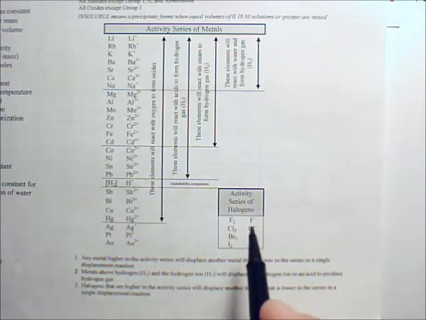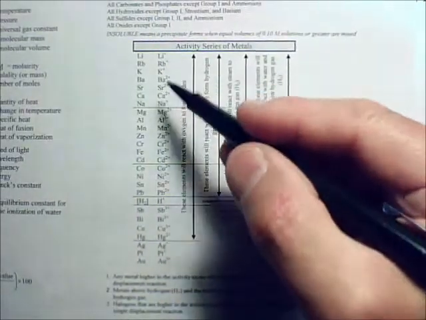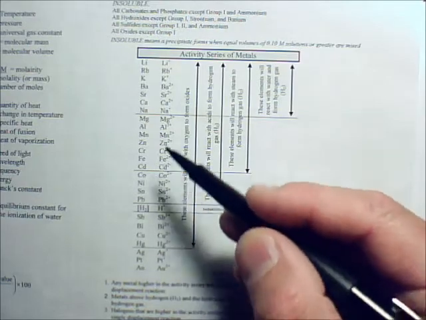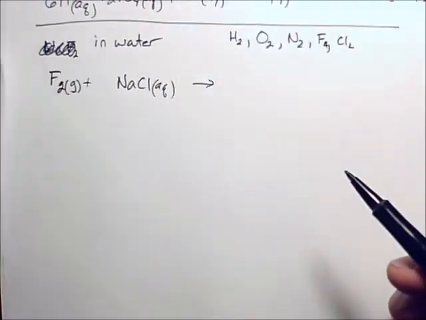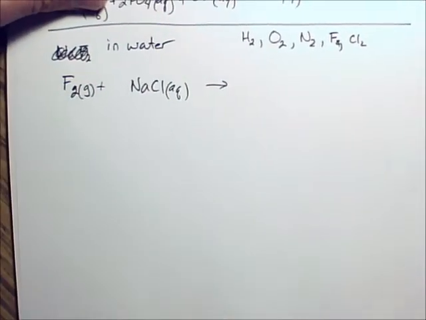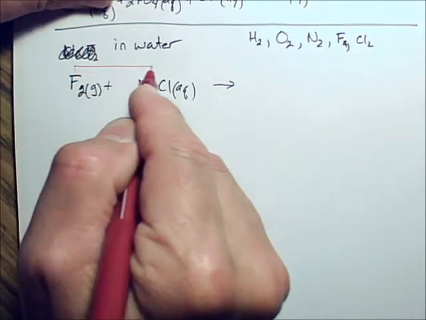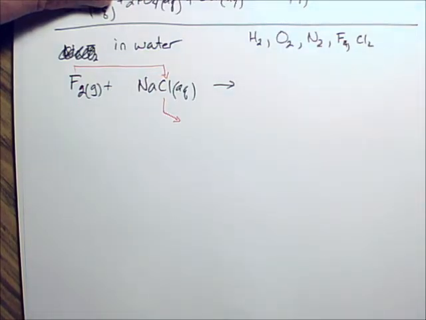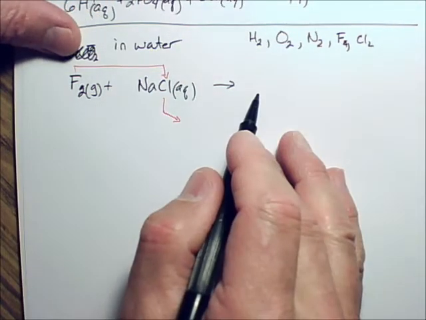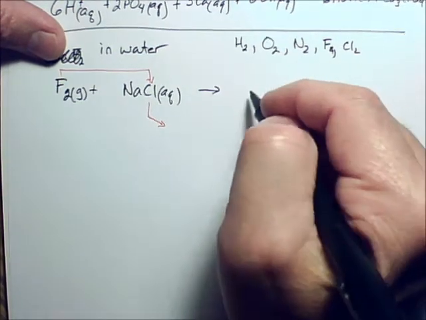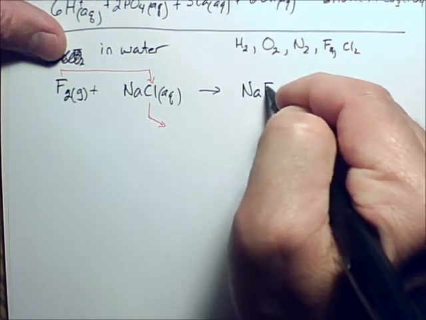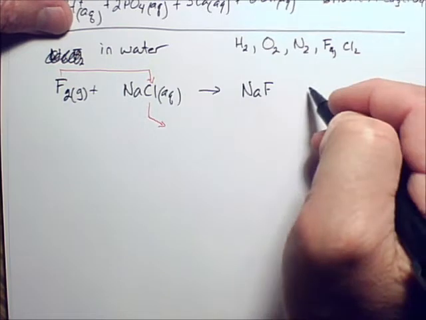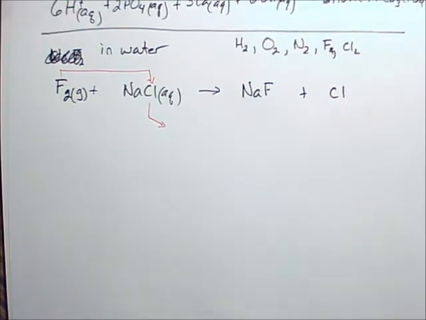Okay? This works the same way as this activity series of metals over here. If one's higher than the other, it's going to displace it. Okay? So fluorine will be able to displace that chlorine and kick the chlorine out, basically. So we're going to move over here and we're going to put the sodium with the fluorine. And we're going to write chlorine by itself because it got kicked out. Okay?